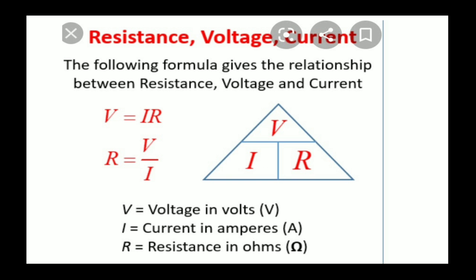After that is Ohm's law. This formula which you can see here, V is equal to IR, is also called Ohm's law, where V is voltage, the potential difference, I is current, and R is resistance. So the resistance is measured in ohms.